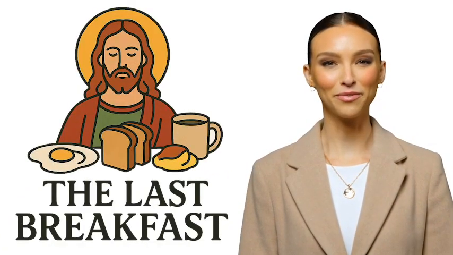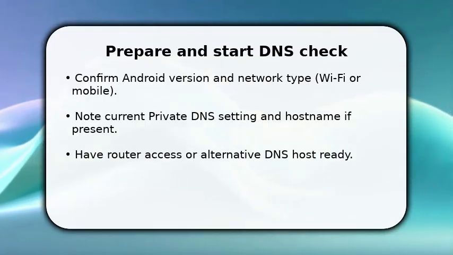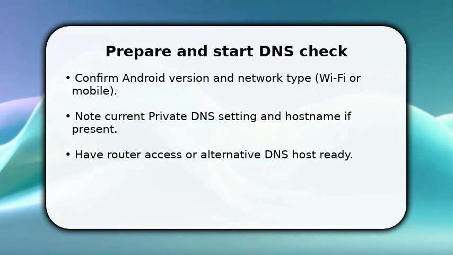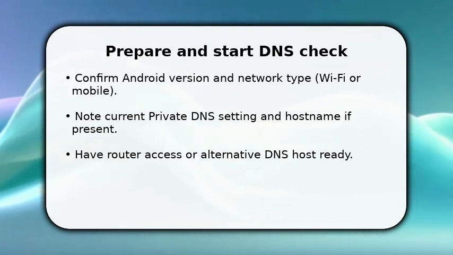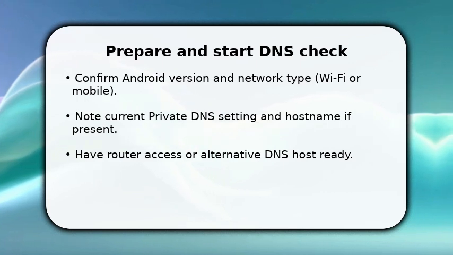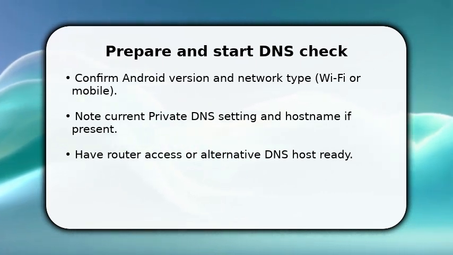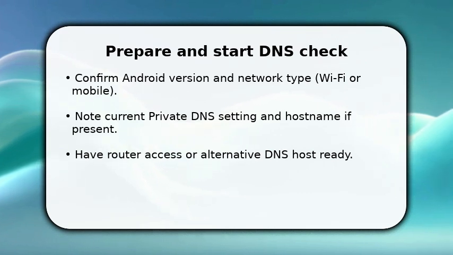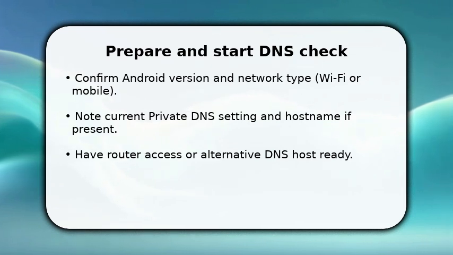Please enjoy the video. You begin by verifying Android version and whether you're on Wi-Fi or mobile data. This matters because settings and network behavior differ. Next, open Settings, go to Network, then Private DNS, and note the host name or if it's set to automatic.